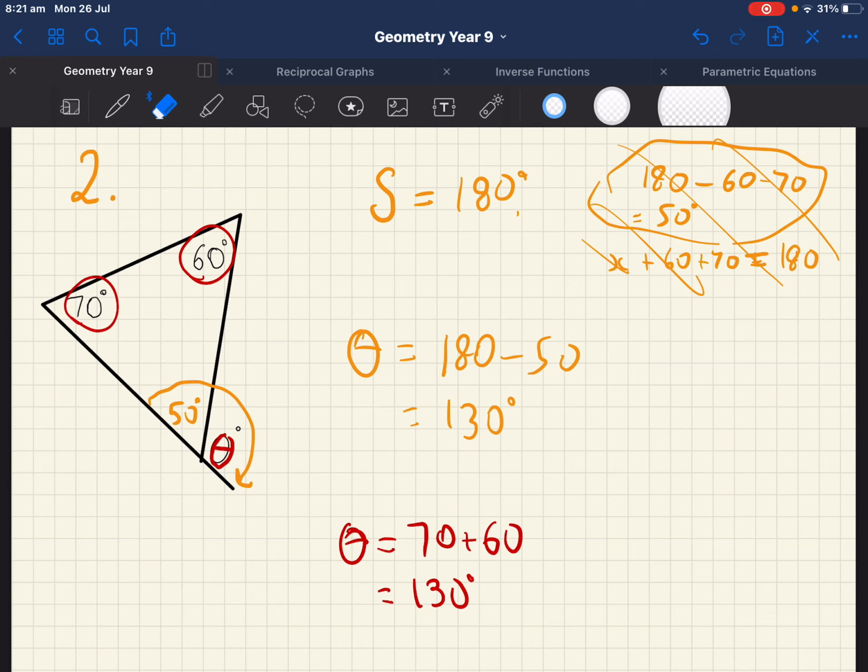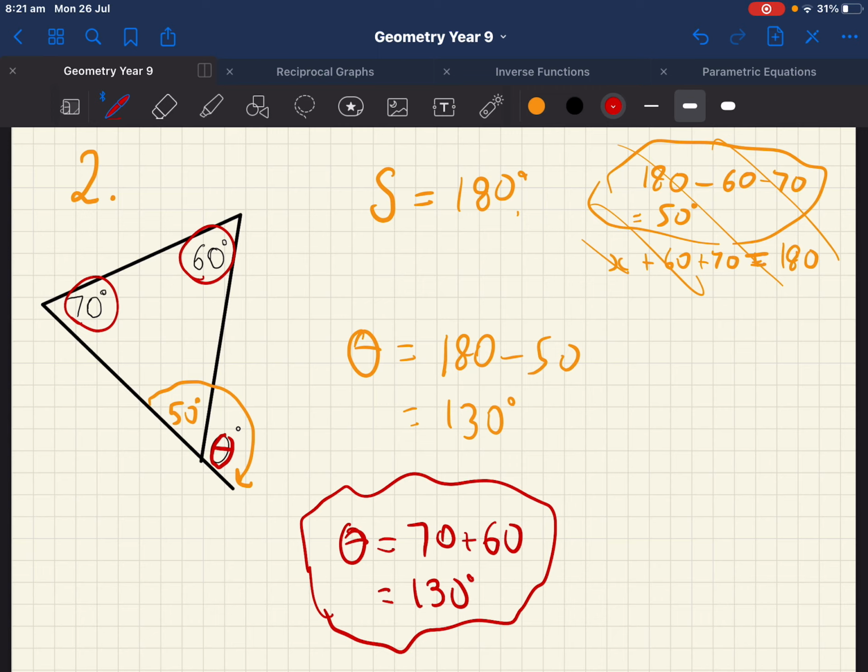So, yes, what we did in orange would be, I guess, the normal way you might go about finding the exterior angle. However, if you remember the shortcut, what I've done here in red is all you need to do to find the exterior angle of a triangle. Just add up the two opposite internal angles.